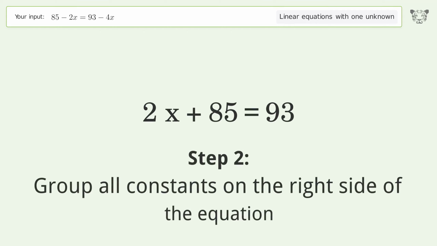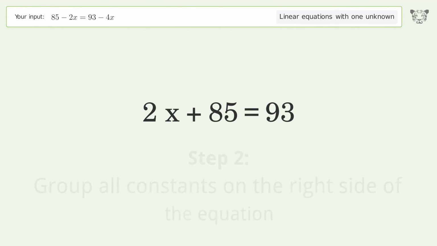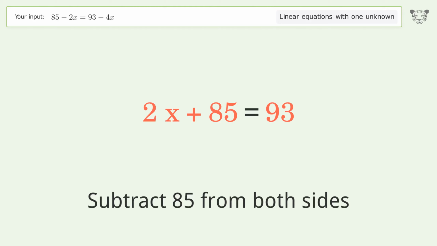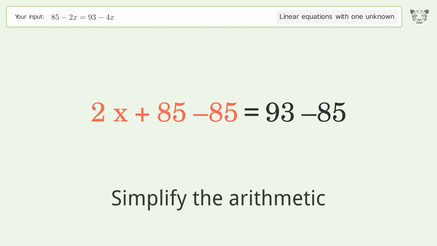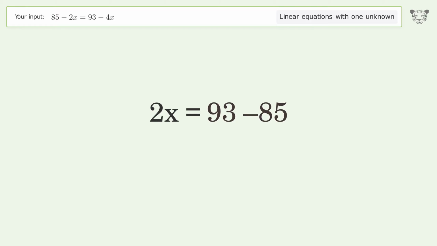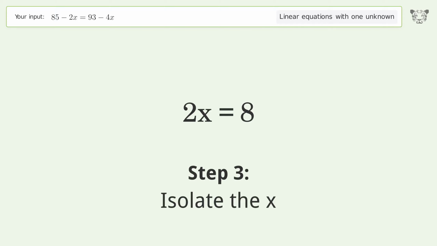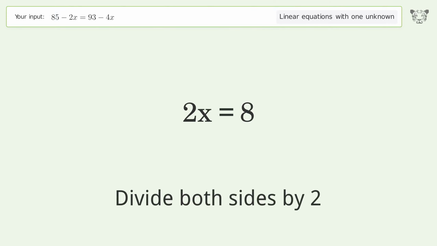Group all constants on the right side of the equation. Subtract 85 from both sides. Simplify the arithmetic. Isolate the x. Divide both sides by 2.